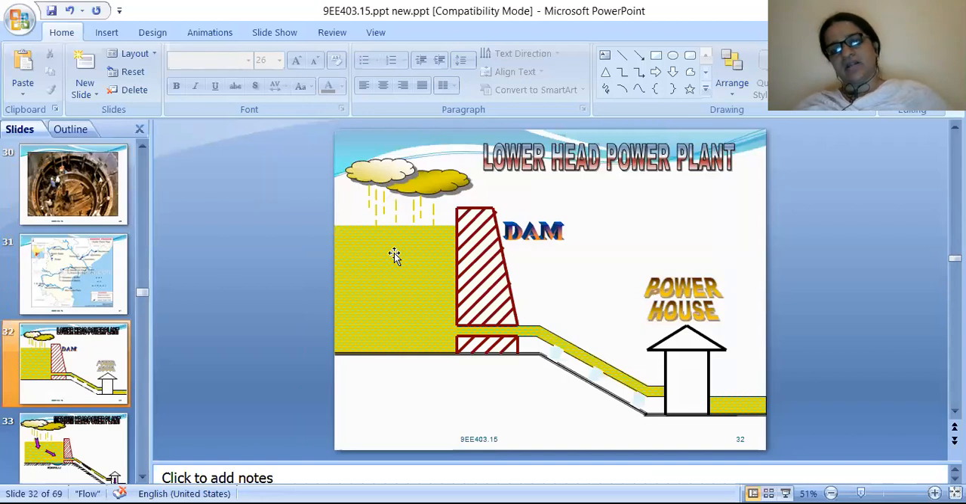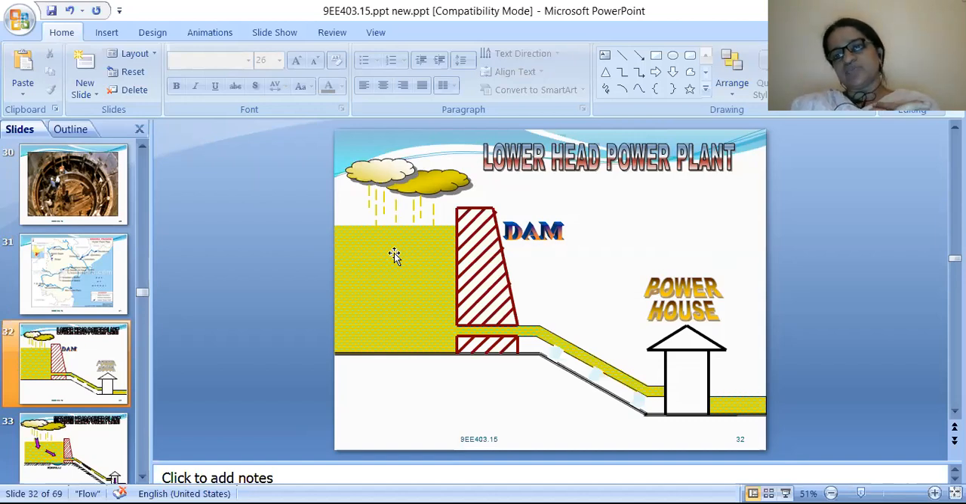Right, lower head plant. Head simply means the height of the water. It measures the height of the water. Let us see what a lower head power plant is. If the clouds are very near to the reservoir, whatever water is falling from the clouds, or the rainwater, is at a very low height from the surface of the reservoir. So this is called a lower head power plant.